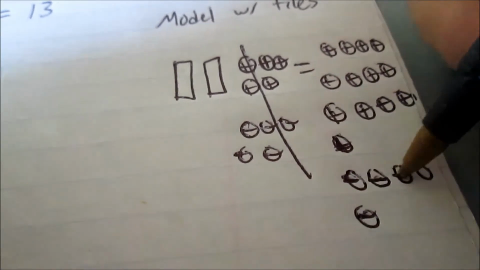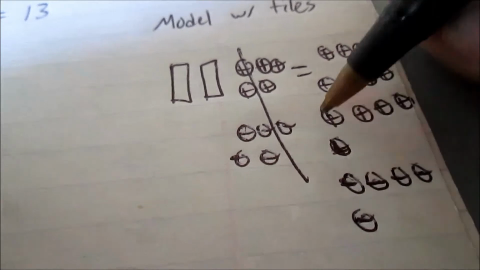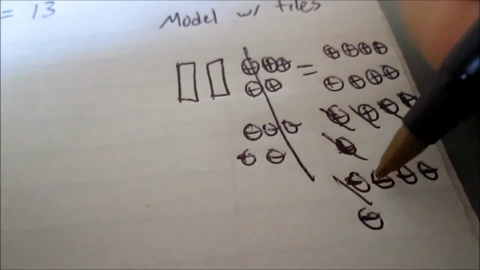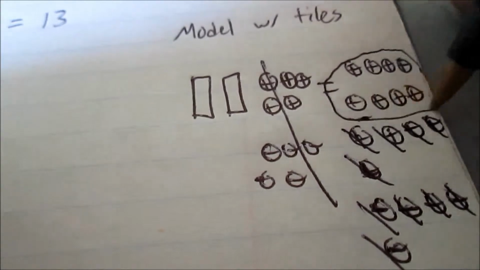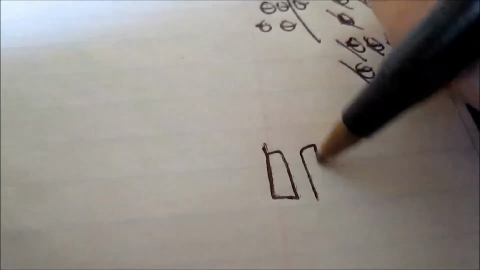Okay, those cancel. Positive 5 and negative 5 cancel. What I do on one side of the equation, I do on the other side. So I draw 5 negative tiles again. Cancel 5 positive tiles with 5 negative tiles. The remaining is 8 positive tiles.